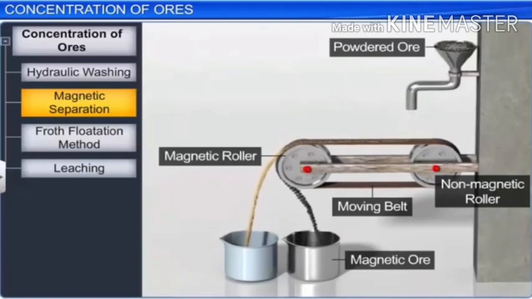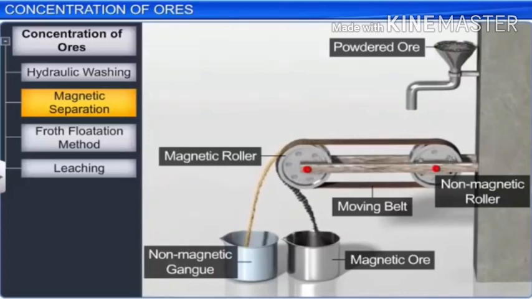So the powdered ore should be dropped over a conveyor belt which moves over a magnetic roller. So this is a magnetic roller through which the powdered ore is rolling. When the powdered ore moves through the magnetic roller, the magnetic particles, those particles which are attracted towards the magnet, will stick to the magnetic roller and hence will be deposited in a container. The other particles which are not attracted towards the magnetic field will be collected in another container. Thus we can separate the two kinds of particles depending upon the difference in their magnetic properties.